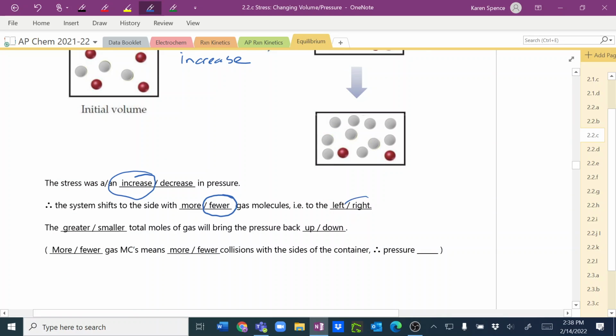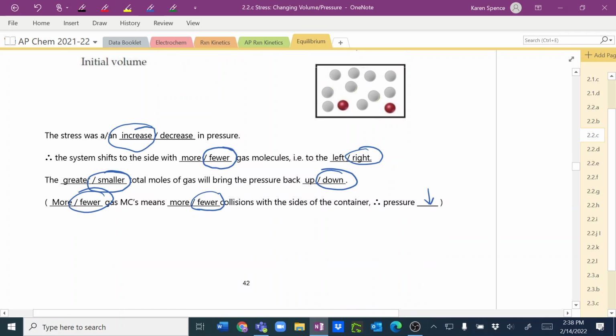So it's going to shift to the right. This will bring the total number of moles of molecules down to make it smaller. So the smaller total moles of gas will bring the pressure back down. Fewer gas molecules mean fewer collisions with the side of the container, and therefore the pressure will decrease.